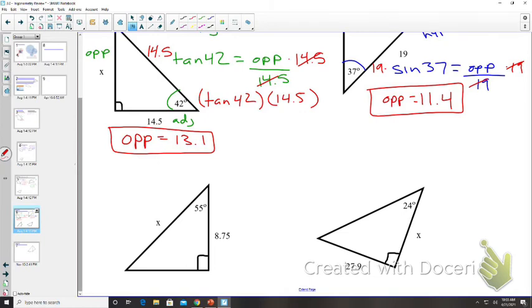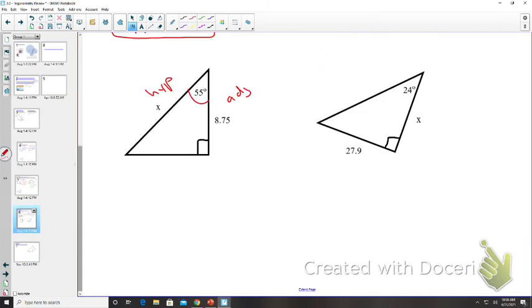Okay, try the next two on your own. Do the third one. I'm already done. Well, no rush. We know angle 55, right? So what is my relationship? We know the adjacent is right here and our hypotenuse is over here. So we want to use cosine. So cosine of 55 is equal to the adjacent over the hypotenuse. We do not know the hypotenuse, so we need to isolate for it.